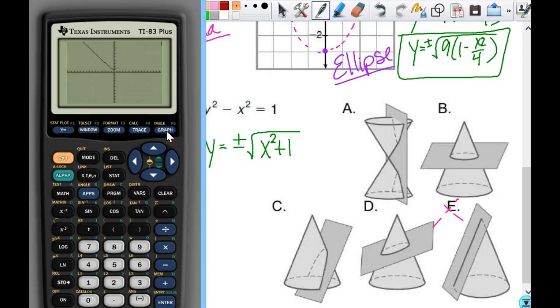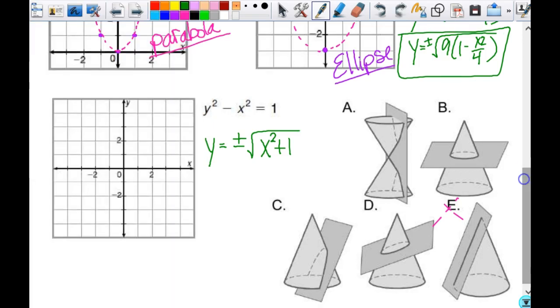Okay, so when I graph it, I get this. This is the one that requires the double cone. This is a double cone, and it's sliced through perpendicular to the base, and so it slices through both of them, and you get this right here, okay? Which means when you look over there at A through E, which one is this? This is A, okay? So this thing is called a hyperbola.